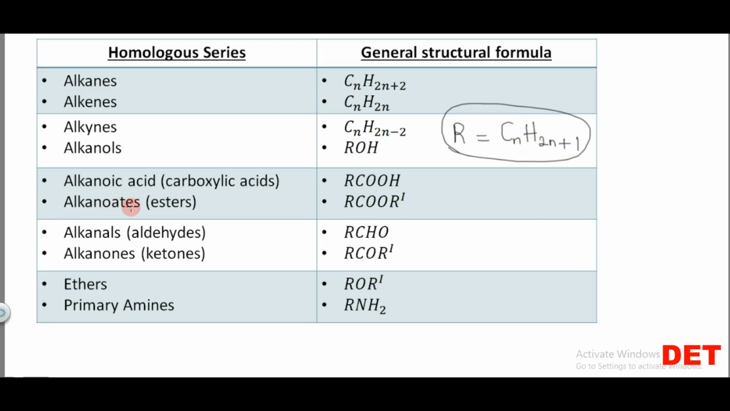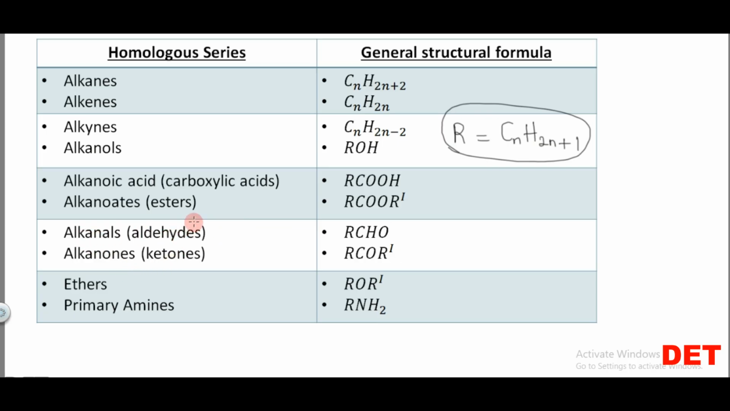Then we have the alkanoates, which are the esters. This is the general structural formula for the esters. R is your alkyl group, and R' is also your alkyl group. So it is RCOOR'. And like I said, the general structural formula for the alkyl group is CnH2n+1.